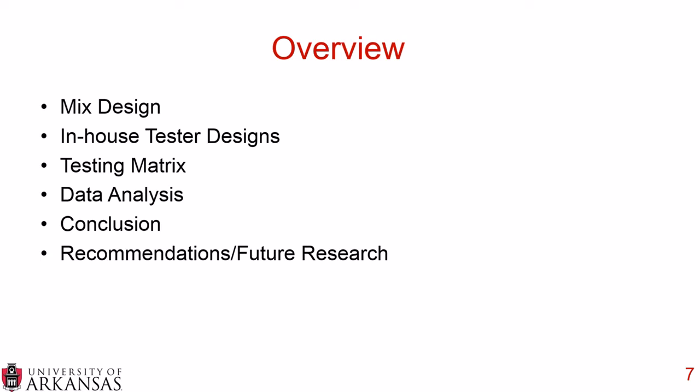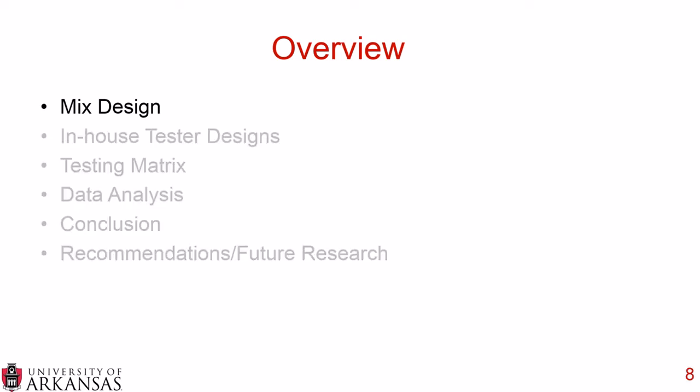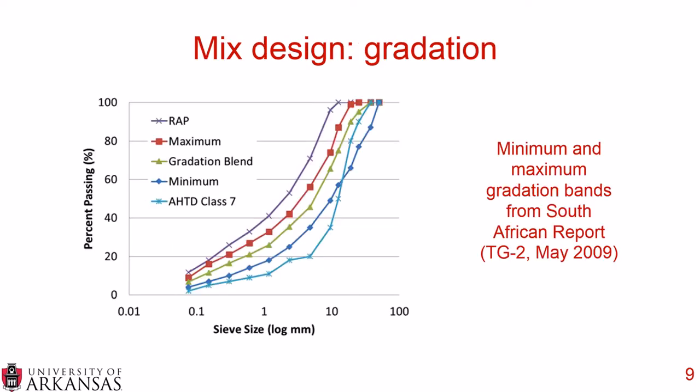We're going to start out by talking about the mix design of full depth reclamation as followed in this project. The first consideration was the gradation, and for this research we used RAP, which is reclaimed asphalt pavement, and AHTD class 7 unbound granular material. You can see the gradation of the RAP and the AHTD class 7 material in the graph, and you can see the blend of those two materials.